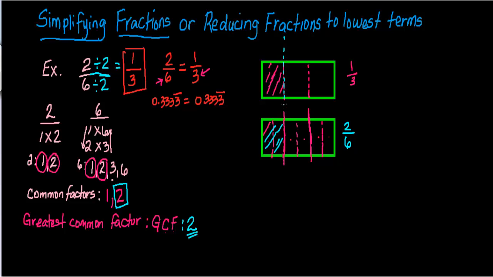You see that if this were a chocolate bar? It's still a third of the chocolate bar, even though I took this piece and broke it into 2 parts, that would be represented here. So that's why a third is the same thing as 2/6.